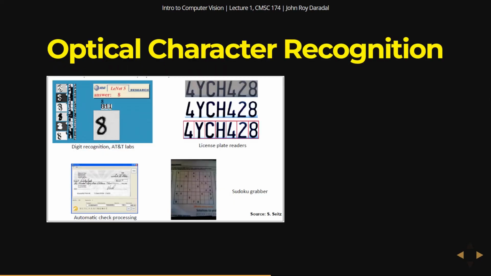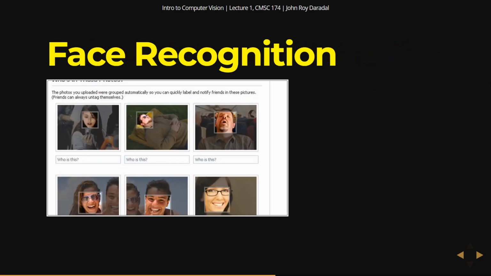And then you also have character recognition, optical character recognition, or OCR. So letters and numbers are being recognized basically. So you do this for license plate readers, automatic check processing, even a Sudoku grabber. So yeah, character recognition. This is pretty basic, like letters and numbers. And then you have face recognition.